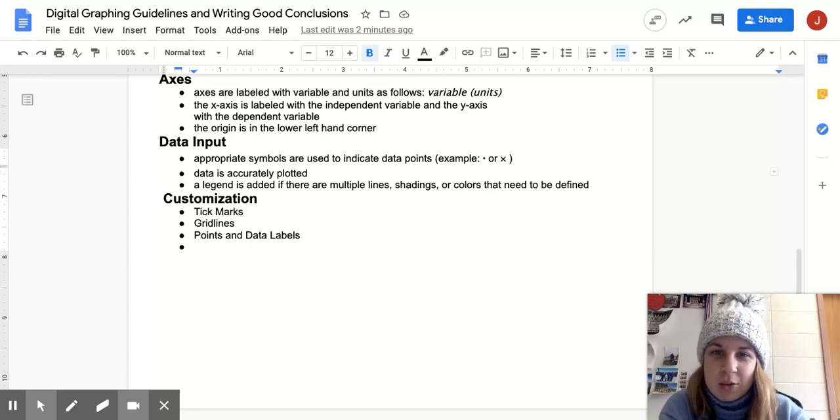So if you have any questions about this, you are going to be making 2 graphs today. So make sure you take a look at this and you use those for your graphs, okay? They will be graded.